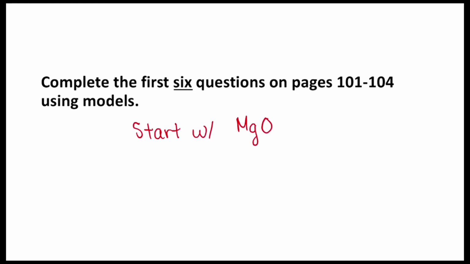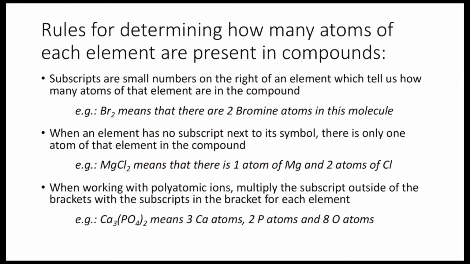All right, so you should have finished those 6 questions with the models, which was what we were drawing in the previous examples. Now we can go through some rules for determining the number of atoms in each element, each compound. Subscripts are small numbers on the right of an element. They tell us how many atoms of that element are present in a compound. So Br2 means that there are 2 bromine atoms in this molecule. When an element has no subscript next to its symbol, there is only 1 atom of that element.